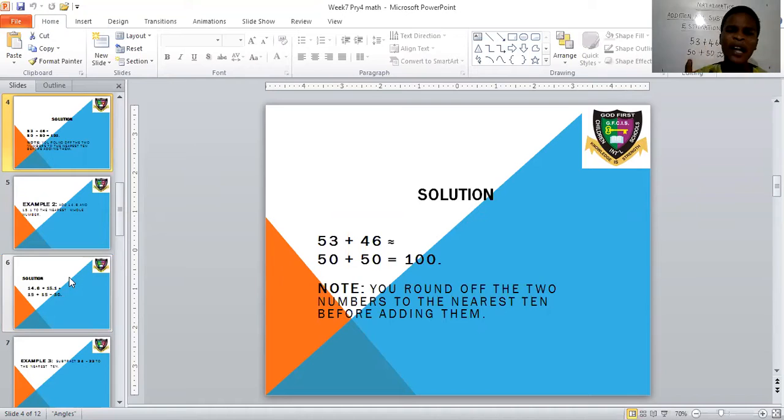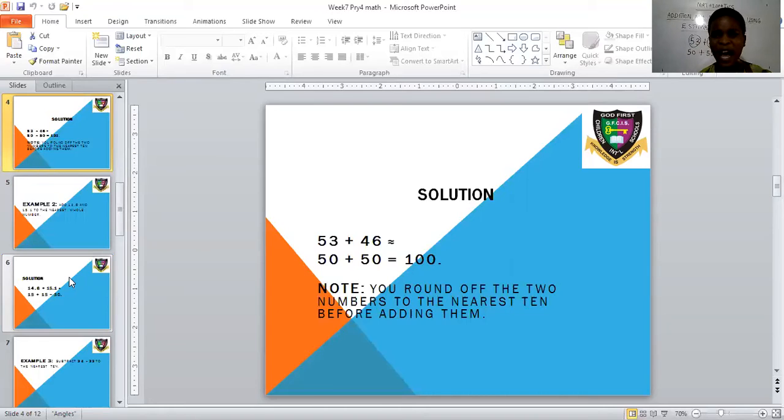Now, note something. They said you round off the two numbers, that is 53 and 46, to the nearest 10 before adding them. You round off 53, which gives us 50, and 46, which gives us also 50, to the nearest 10 before adding them together.